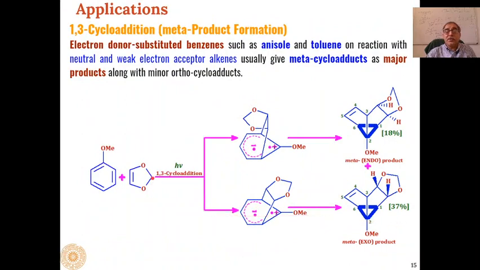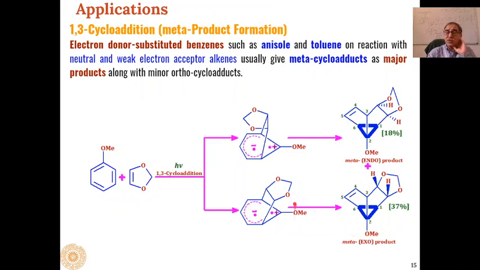Now if the carbonyl group present in the previous example is replaced by a methylene group, that means an electron donor substituent, and similarly I add an electron releasing group on the aromatic system. So anisole, when this is added to this, then the meta product is formed. The endo product is formed in 18%, and the exo product is formed in 37%.